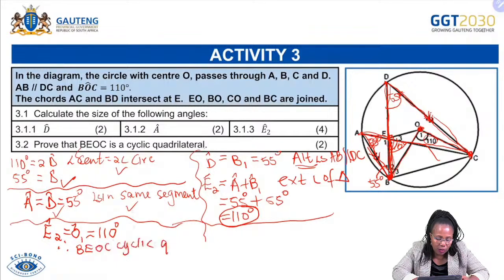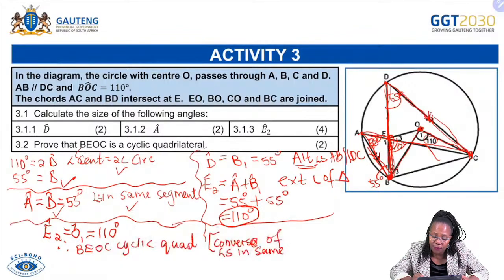It's a cyclic quad. Why are we saying that? Because this is the converse of angles in same segment. Can you see the bow tie that is forming? It is forming there. Okay, that is why we say it's a converse of angles in same segment.